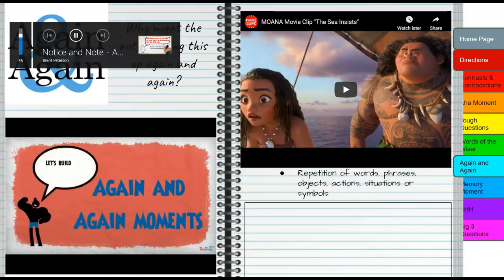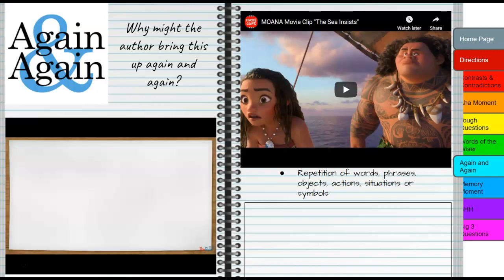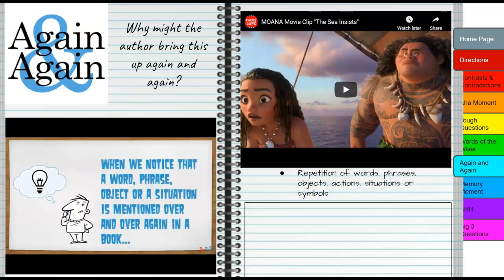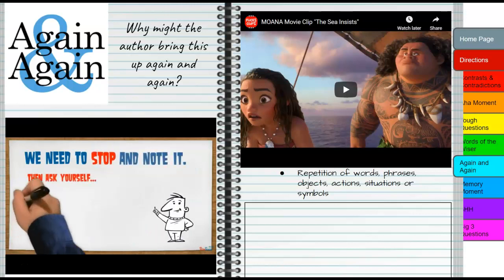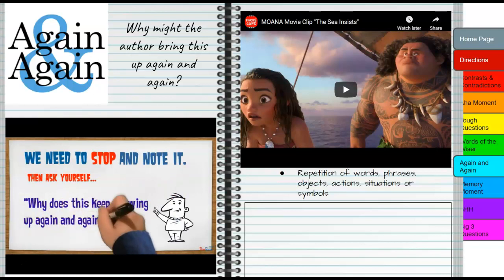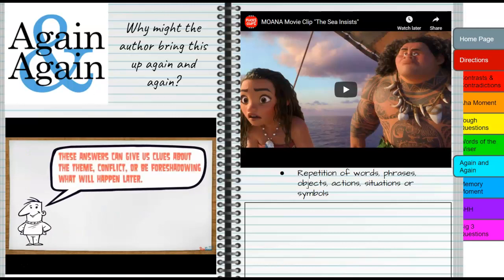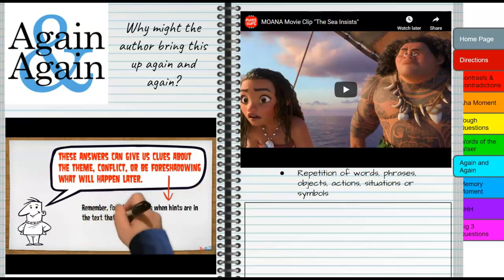So again and again moments. When we notice that a word, phrase, object, or situation is mentioned over and over again in a book, we need to stop and note it. And then ask yourself, why does this keep showing up again and again? These answers can give us clues about the theme, conflict, or be foreshadowing what might happen later. Remember that foreshadowing is when hints are in the text that give you clues about what might happen in the future.